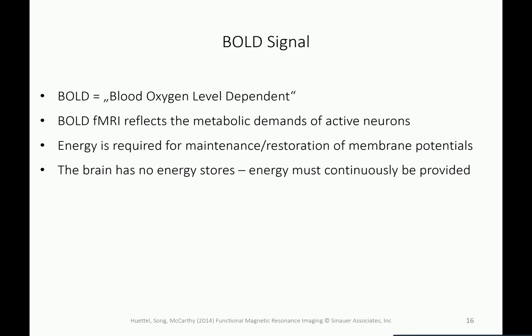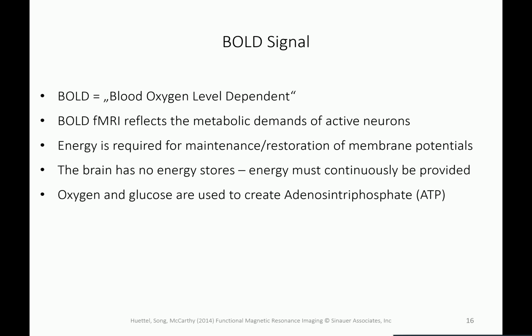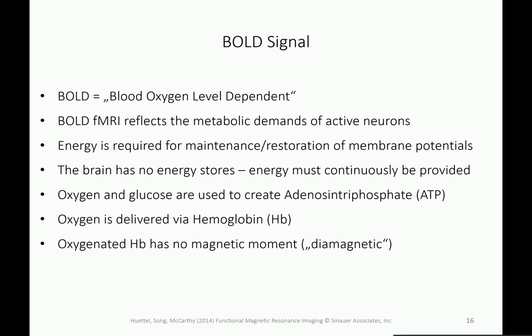The reason why one can measure that is because, of course, the brain needs energy and is one of the organs that doesn't store energy, so it must be continuously provided. And of course, energy is created in living systems, not all living systems, but at least in mammals, by, for example, the combination of oxygen and glucose, and we will look into that in more detail from a biological perspective. Oxygen and glucose can be used to create ATP, and the oxygen is delivered in this case via hemoglobin.